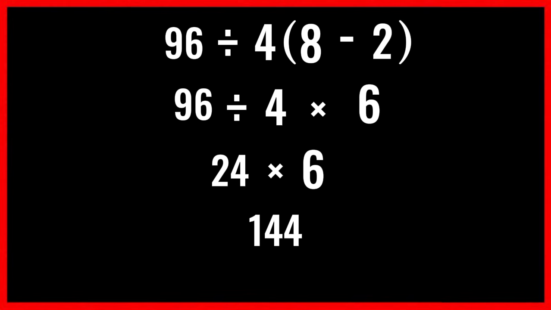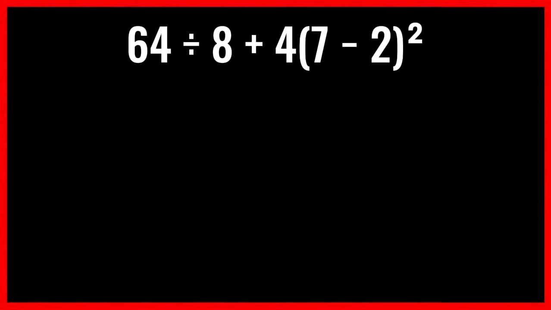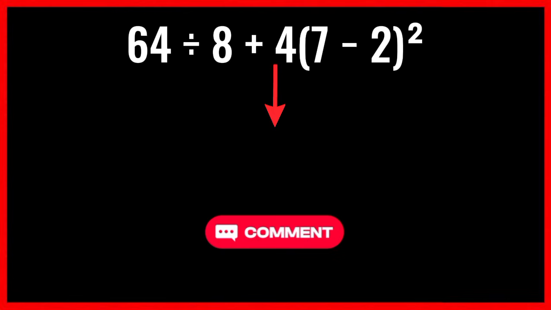Now it's your turn. Solve this one without using a calculator. 64 divided by 8 plus 4 times the quantity 7 minus 2 squared. Leave your answer in the comments. I'll be reading the comments to see who gets it right first.